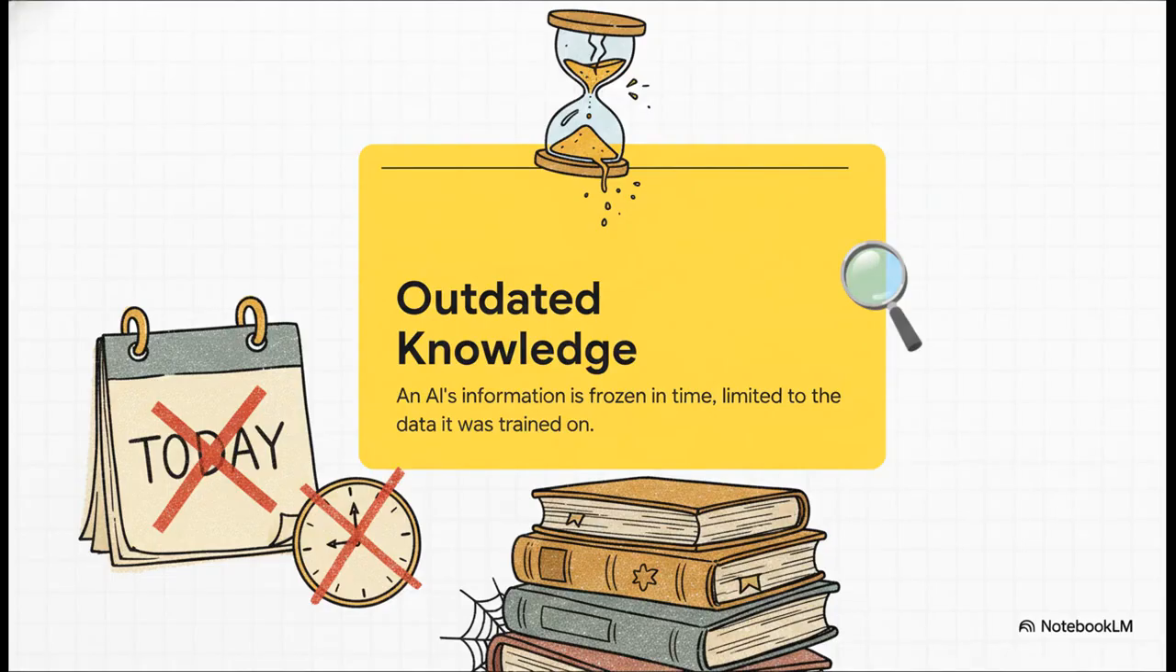So why does this happen? Well, one big reason is that a large language model, an LLM, is basically a snapshot in time. Its entire knowledge base is frozen, locked into the data it was trained on months or even years ago. So if you ask it about something that happened yesterday, it's got no clue. It's like it's working from a library where all the books are from 2021.